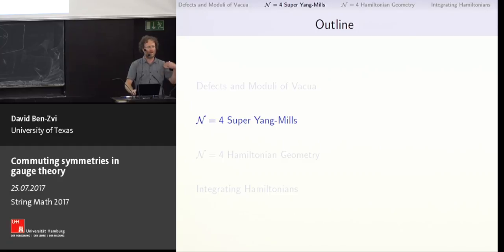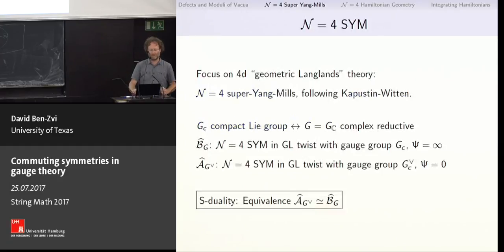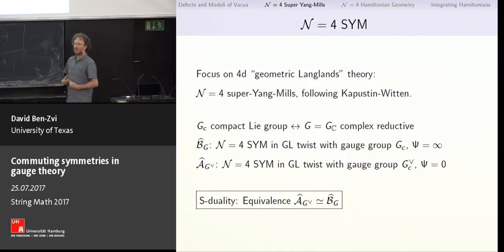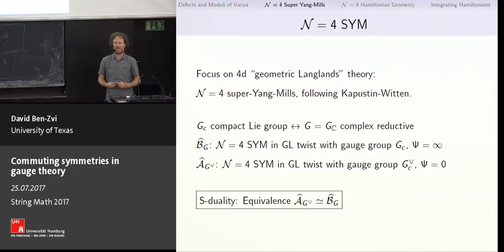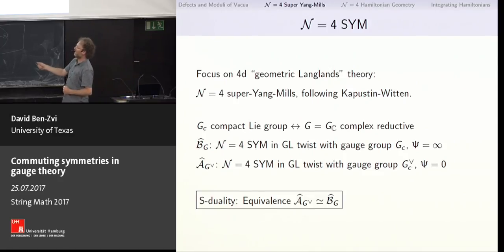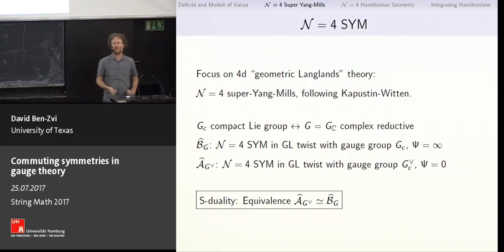Okay, so now I'd like to apply this philosophy to a particular field theory, which is four-dimensional N=4 Super-Yang-Mills. I'm going to try to understand N=4 Super-Yang-Mills. Again, I'm only accessing things as topological field theories. So, following Kapustin and Witten's work on geometric Langlands, I'm going to consider two topological field theories, which I think Witten at some point called the A-hat theory and the B-hat theory. These are four-dimensional analogs of the A model and B model.